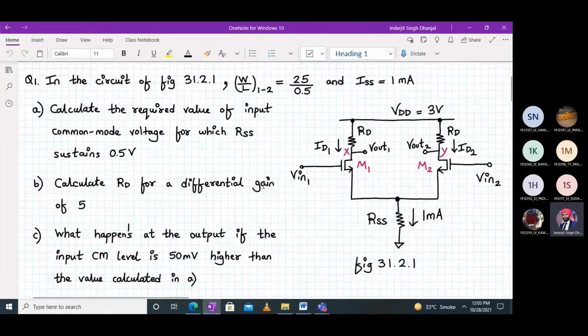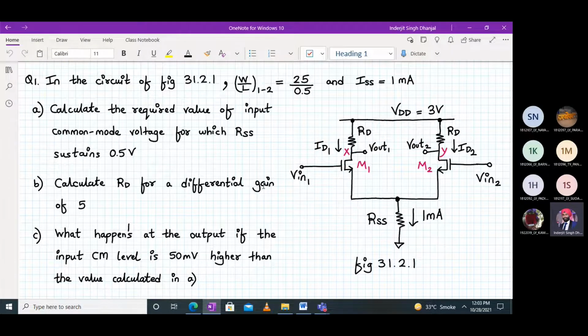It says that in the circuit of figure 31.2.1, W by L ratios of M1 and M2 are the same, given by 25 divided by 0.5. ISS is given by 1 milliampere and VDD is given as 3 volt. Okay, so you can take a print screen of this numerical, and we are supposed to find three things.